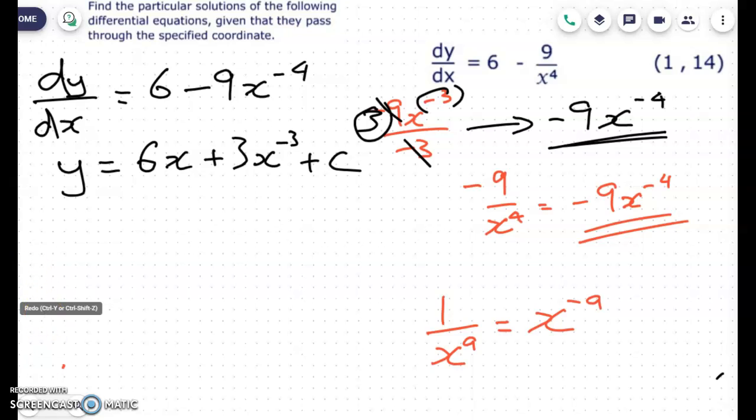Okay, and this is where we go. We're trying to find the particular solution given that they pass through the specified coordinate. Here's our coordinate over here. X is 1, y is 14, right?